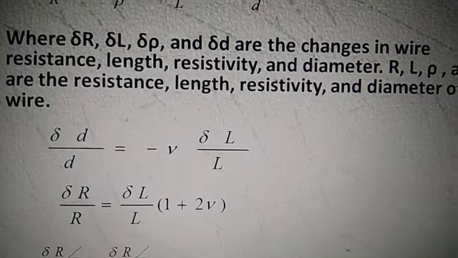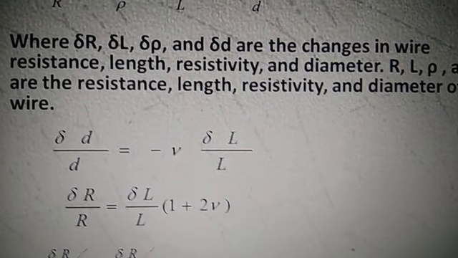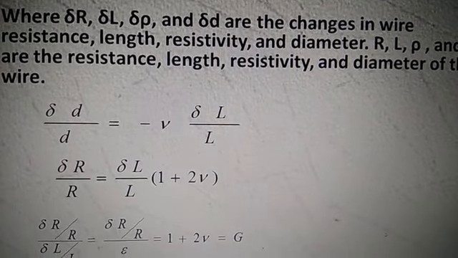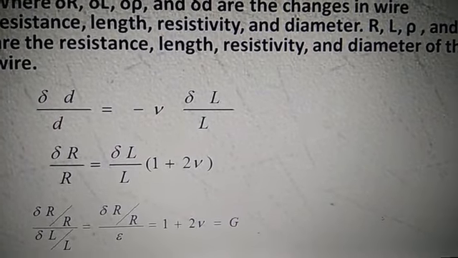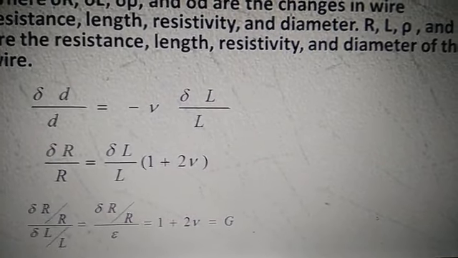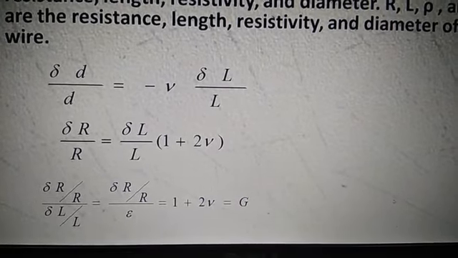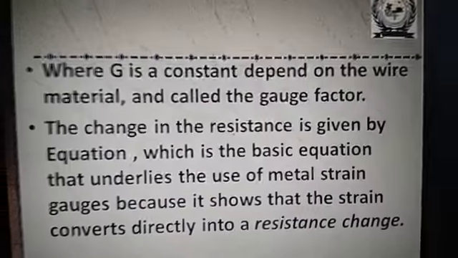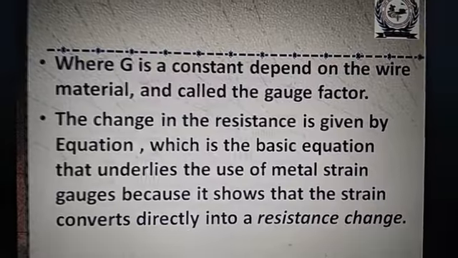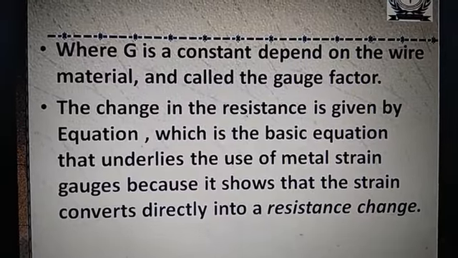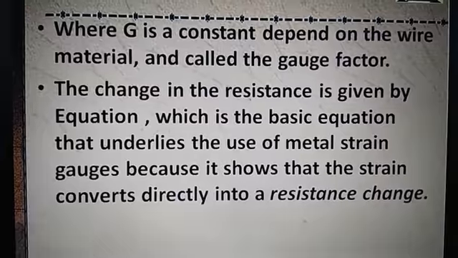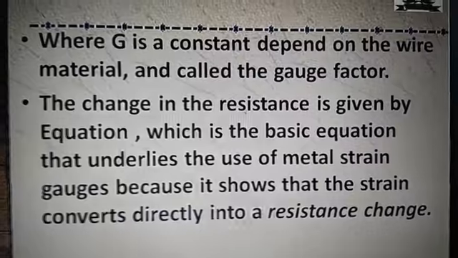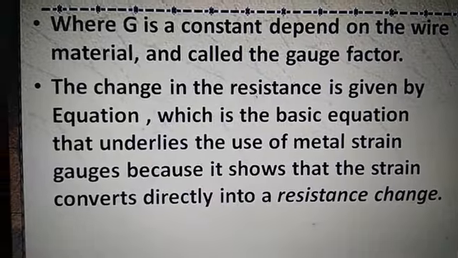So del D by D is equal to minus nu into del L by L. This nu is the Poisson's ratio. Del R by R is equal to del L by L into 1 plus 2 nu. Sorry, del L by L is the strain. So this is the gauge factor, 1 plus 2 nu, where J is the constant depending upon the wire material and called the gauge factor. The change in the resistance is given by the equation, which is the basic equation that underlies the use of metal strain gauges, because it shows that the strain converts directly into a resistance change.